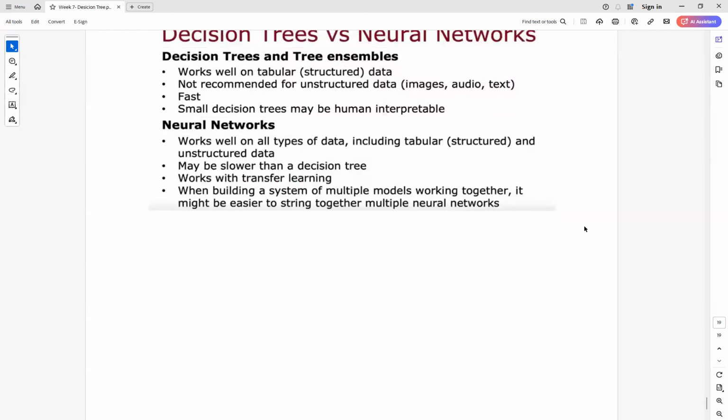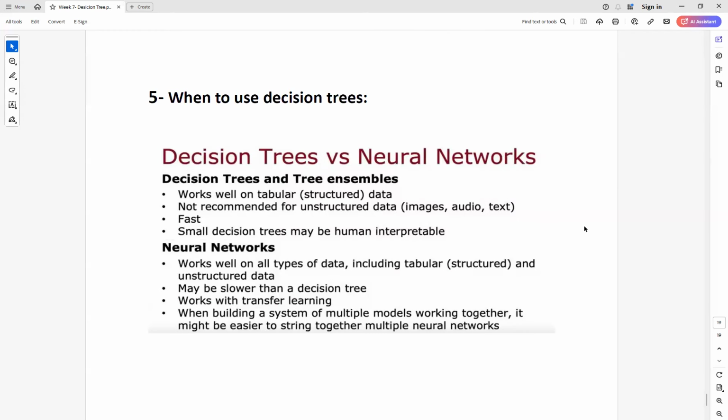So this session was about the decision tree. I hope you got familiar with decision trees, the tree ensembles, how they work and how they operate, and the pros and cons. Yeah, that was the decision tree lecture. So do you have any questions?